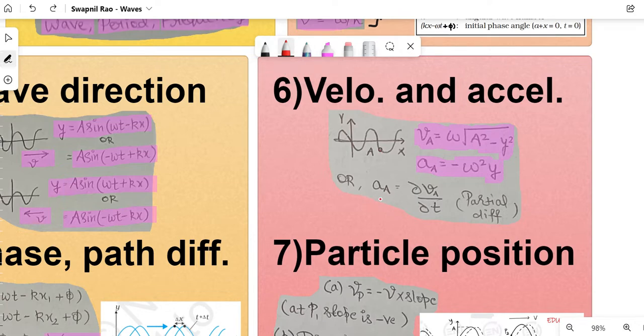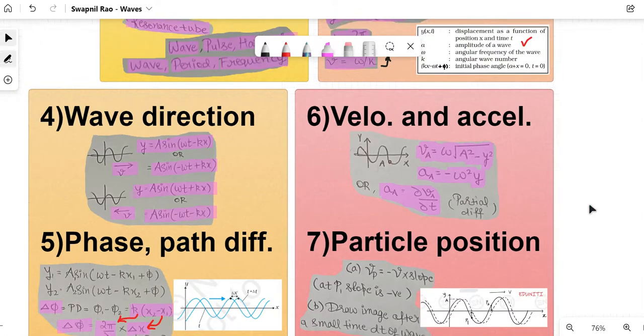It can also be written as acceleration of point A is equal to the partial differentiation of velocity of A with respect to time t. This is from kinematics, but this is partial differentiation, not the normal differentiation, as you can see from the symbol.